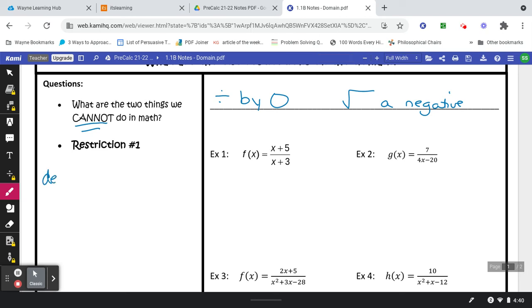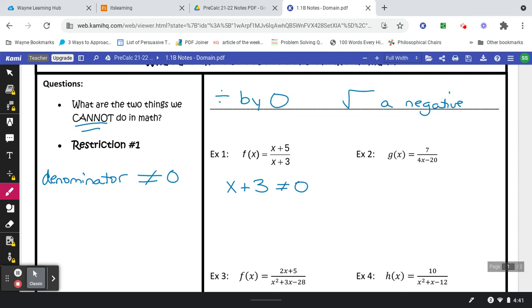So if you have a denominator, in other words, division, you have to make sure that that denominator is never equal to 0. If it's equal to 0, that means you'll get an error message in your calculator and you cannot complete that problem. So for example number 1, I have f of x equals x plus 5 over x plus 3. I'm not worried about the numerator. That's never going to cause me any problems. I'm worried about the denominator. I have to make sure that the denominator is not equal to 0.